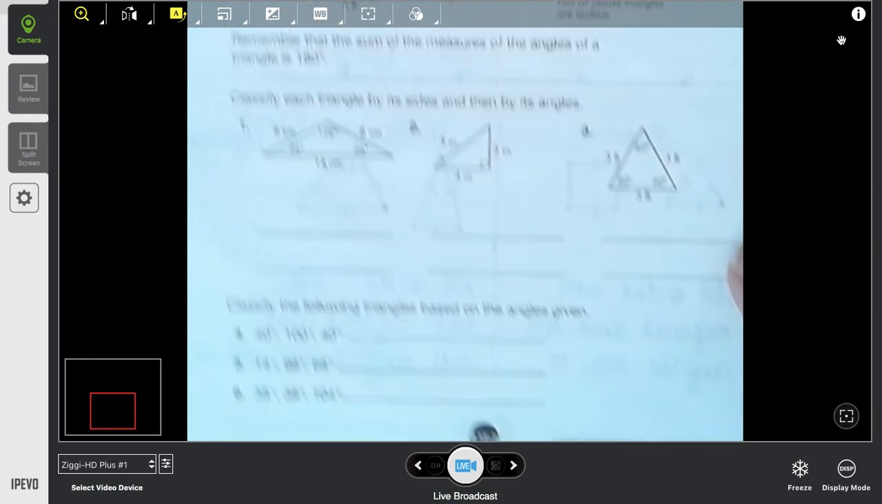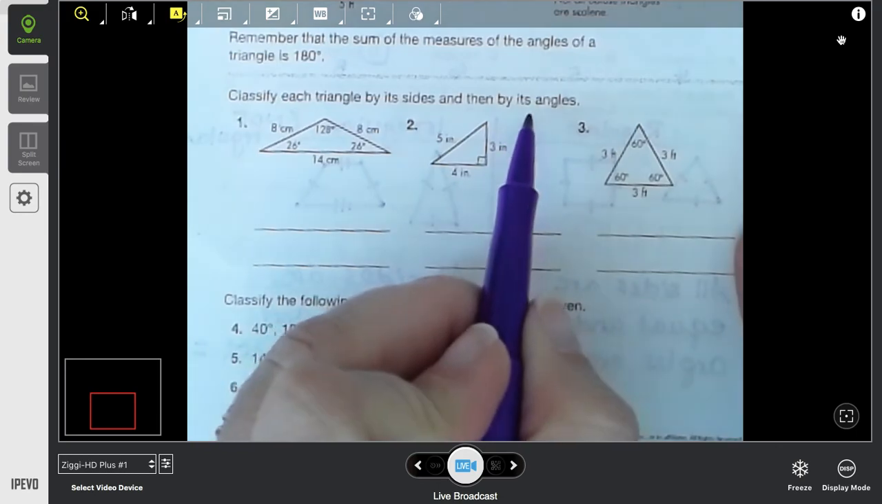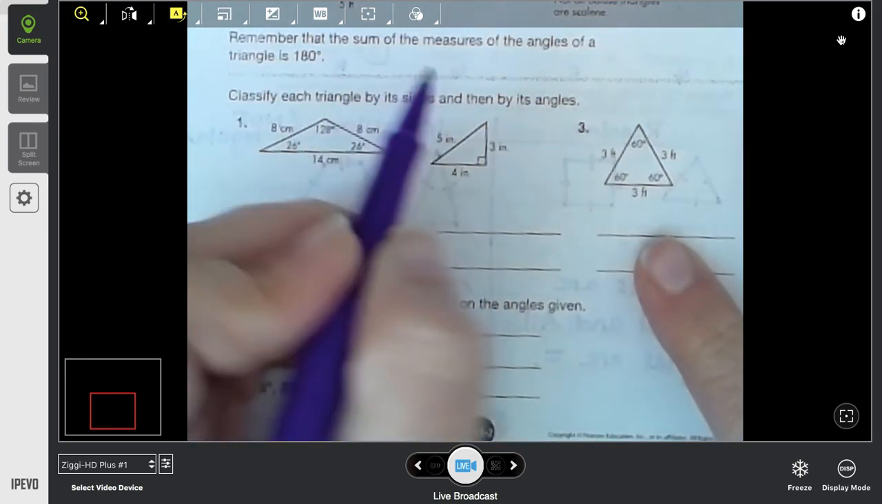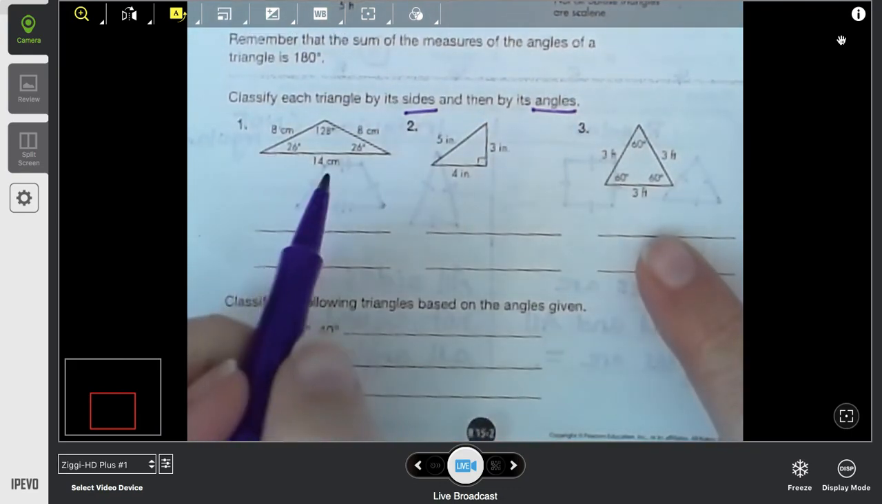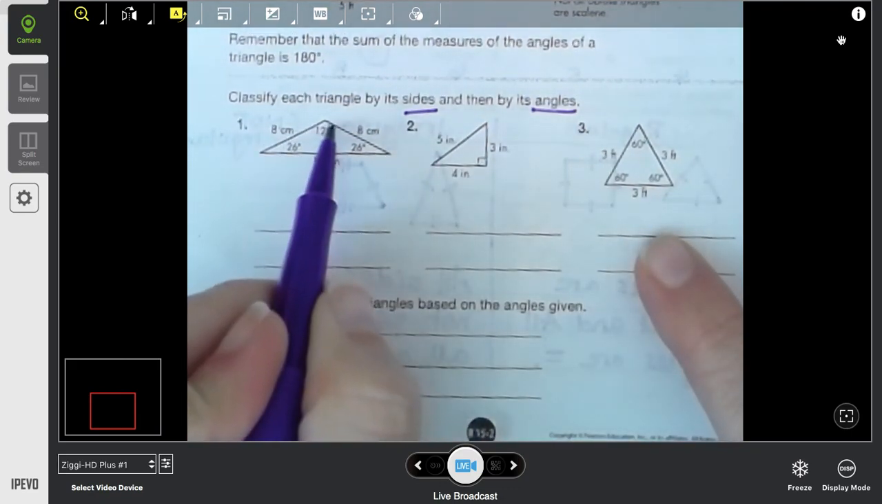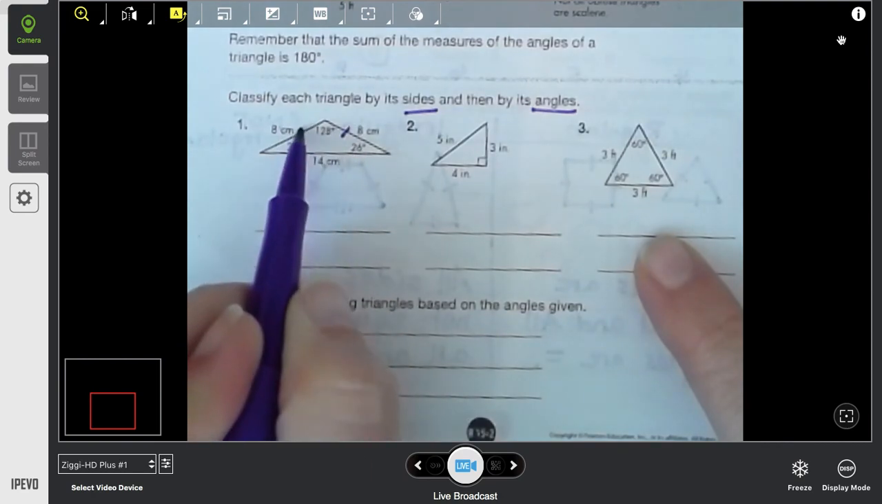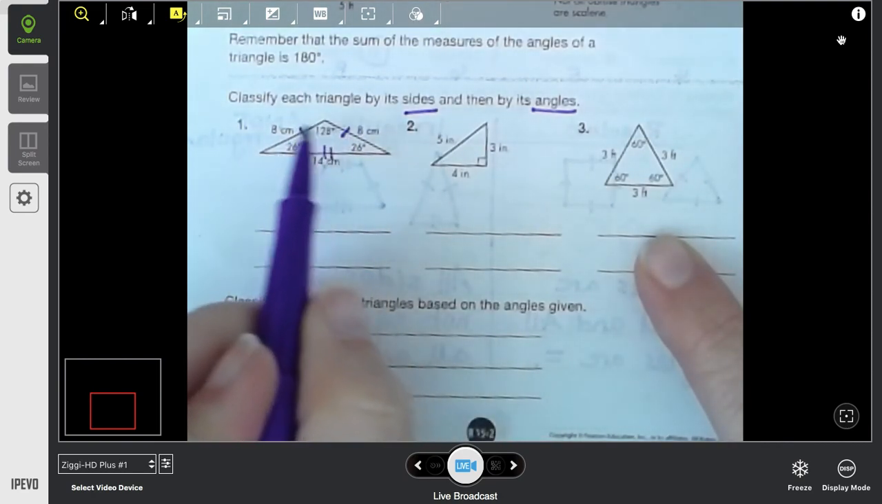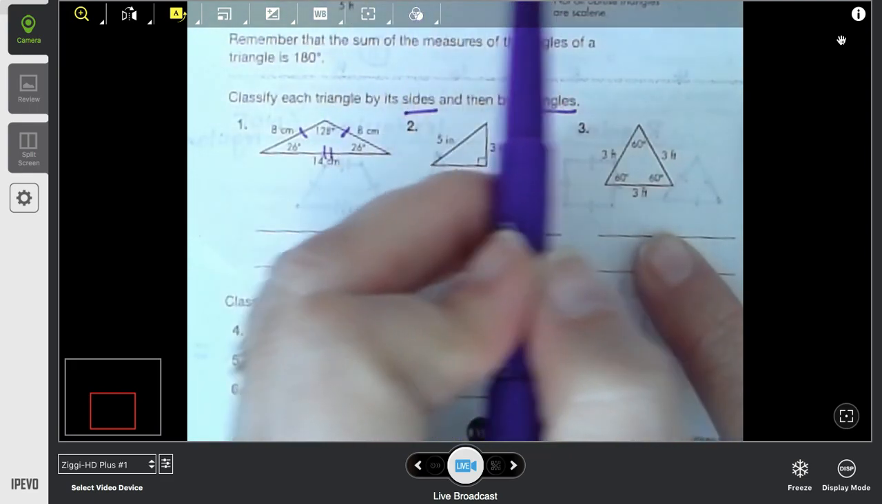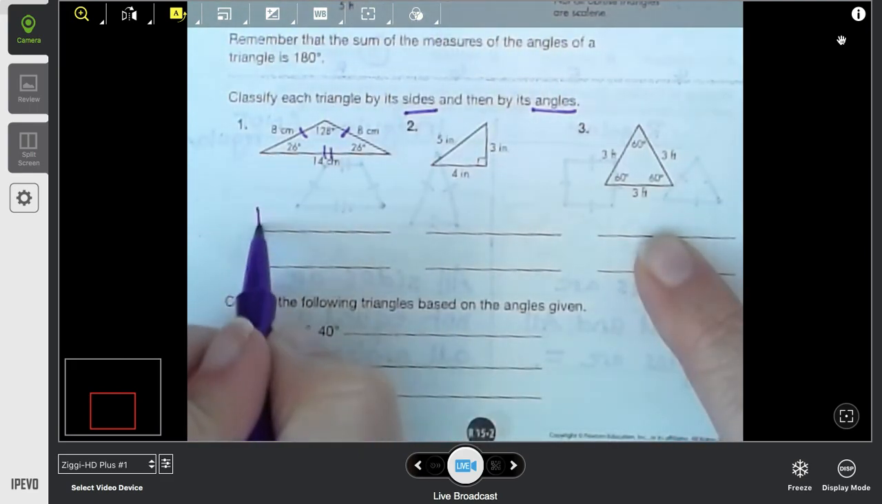All right, so classify each triangle by its sides, then its angles. That's why I've got 2 lines. We're going to classify by sides and we're going to classify by angles. So sides first. I can see this side is 8 centimeters and this side is 8 centimeters, so they're the same length. And this one's longer, so it's a different length. So a triangle with 2 equal sides, it's an isosceles.